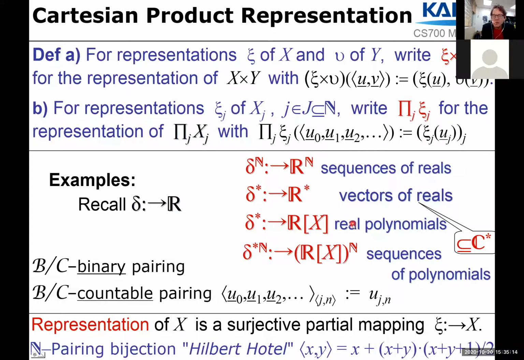And now playing the same game again, taking countable Cartesian product of the space of the representation for real polynomials, we arrive at a representation for the space of sequences of polynomials. So this is just playing around with the Cartesian closed constructions. So we have a representation for the space of sequences of polynomials.